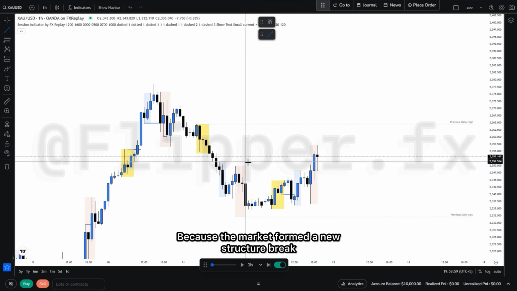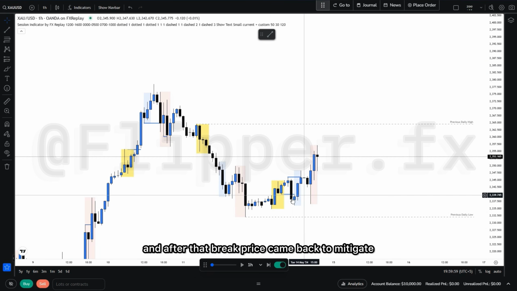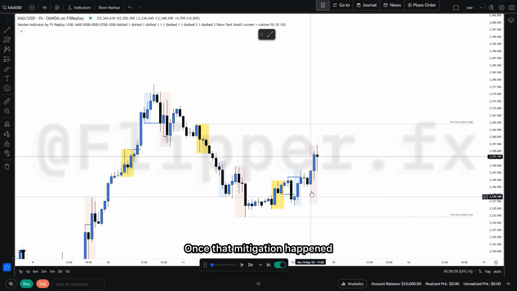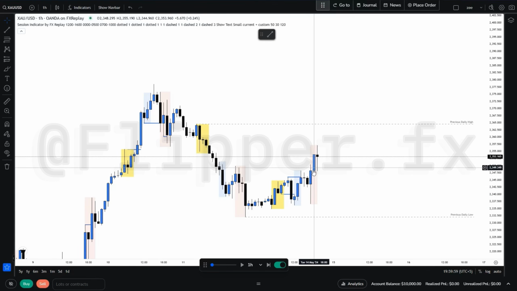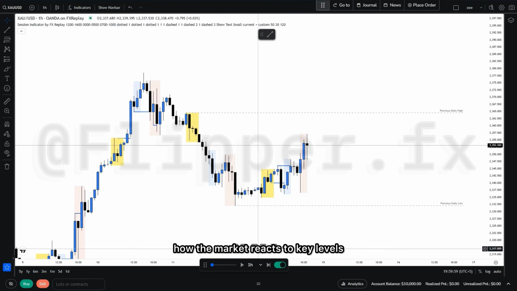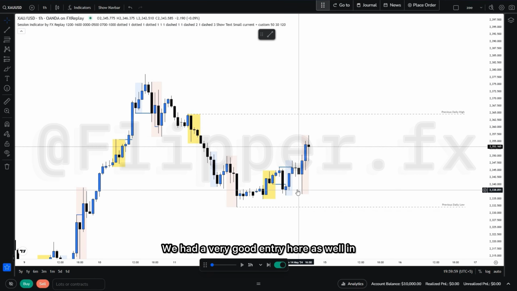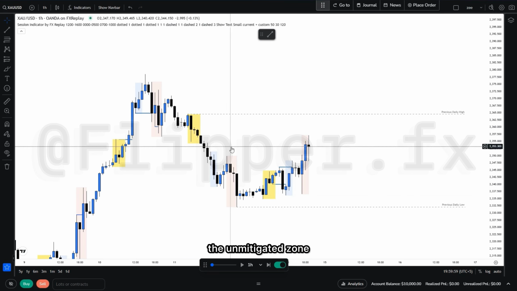Why? Because the market formed a new structure break, and after that break, price came back to mitigate the previous zone. Once that mitigation happened, the market moved up cleanly. So yeah, this kind of structure jumping behavior tells us how quickly things can shift depending on how the market reacts to a key level. We had a very good entry here as well in the unmitigated zone, but we will talk about that later.